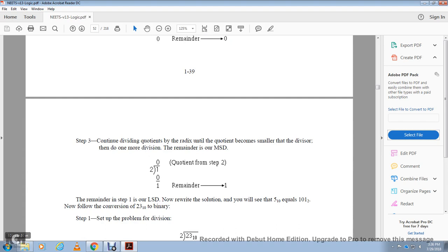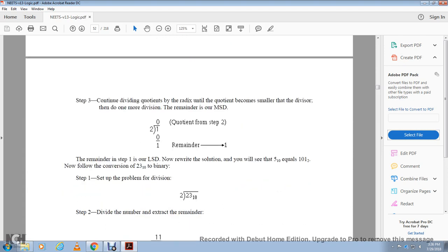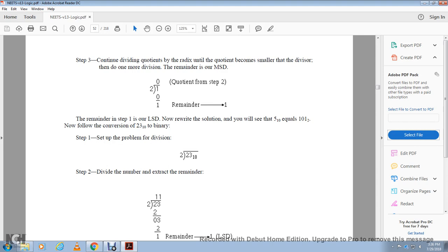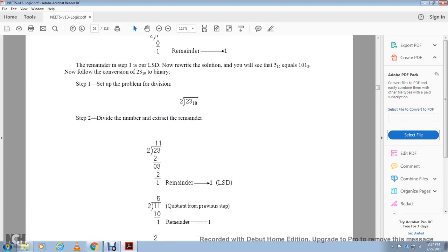Take the following conversion of 23 base 10 to binary. Set up the problem: 23 base 10 divided by 2. 23 divided by 2 equals 11, and with the 2 left over, that gives you 3 minus 2, a remainder of 1, the least significant digit.